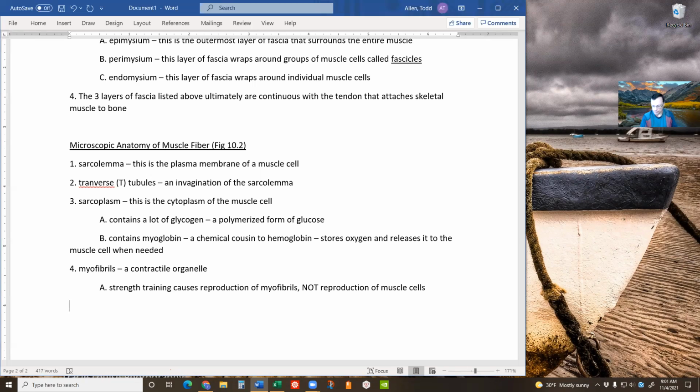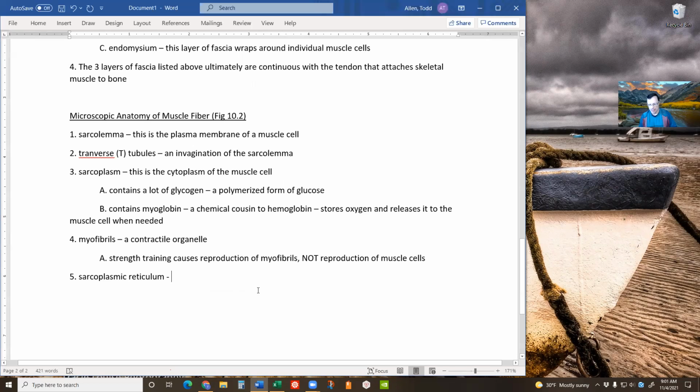All right. Let's talk about some other things here. Next, the sarcoplasmic reticulum. Okay, the sarcoplasmic reticulum, you can see there is colored orange, right? It's colored orange in the picture. Make sure you can identify that.